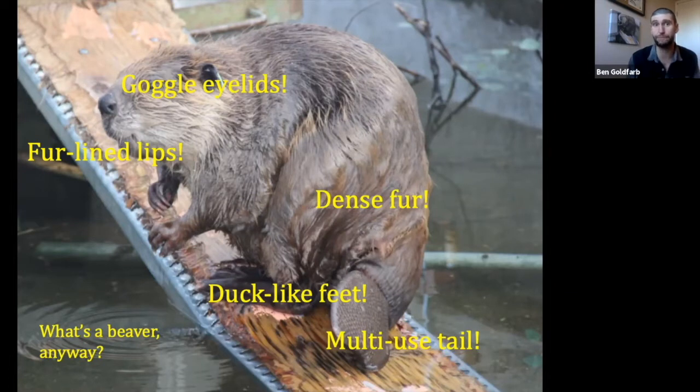But the tail's also a fat storage device. They put on fat for the winter in their tails. It's a kickstand when they're out on land. It's a rudder while they're swimming. So the tail has all kinds of useful functions.